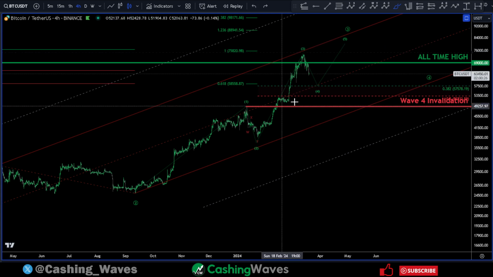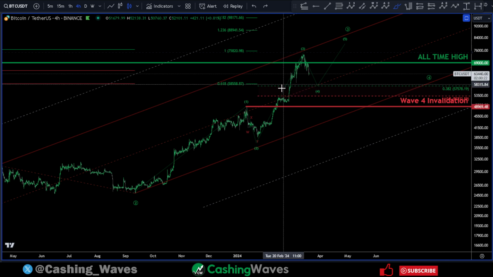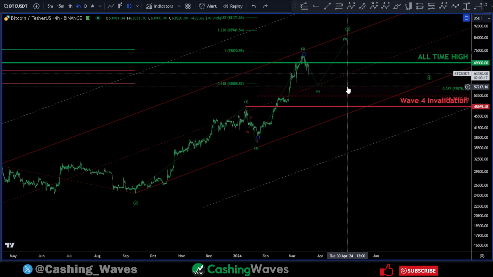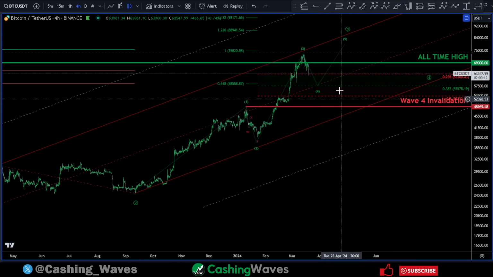In that scenario, there's not a lot of support levels, which is a little bit frustrating right in our zone, unless we put on the 236 retracement, which would be a shallow retracement, but we're pretty much already there, I believe. Yeah.